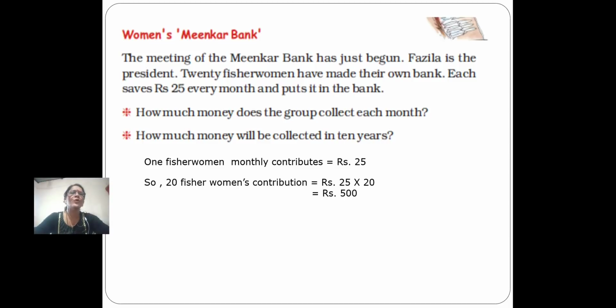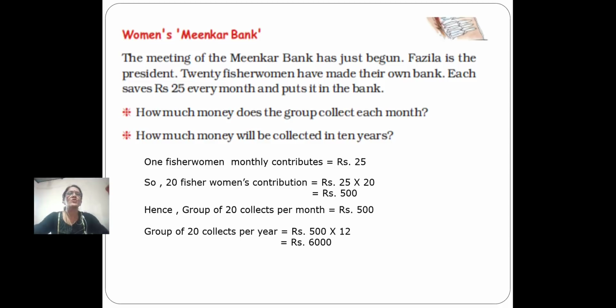Right, children? Or you can do also 20. Everybody knows the 20 table. 20 into 5 and then carry over. So the answer comes rupees 500. So 20 fisherwomen's contribution, the group collects each month, is rupees 500.